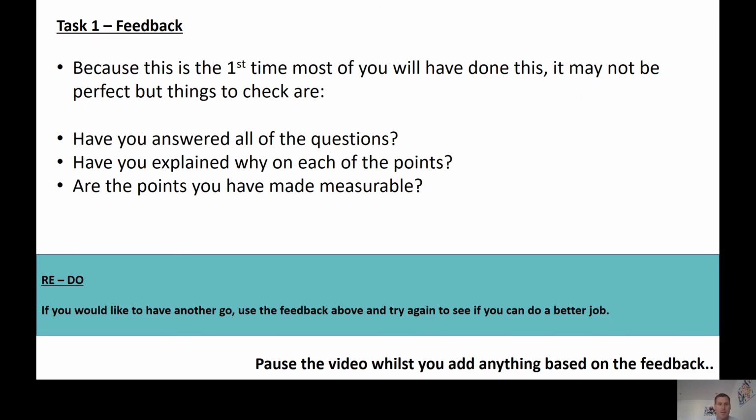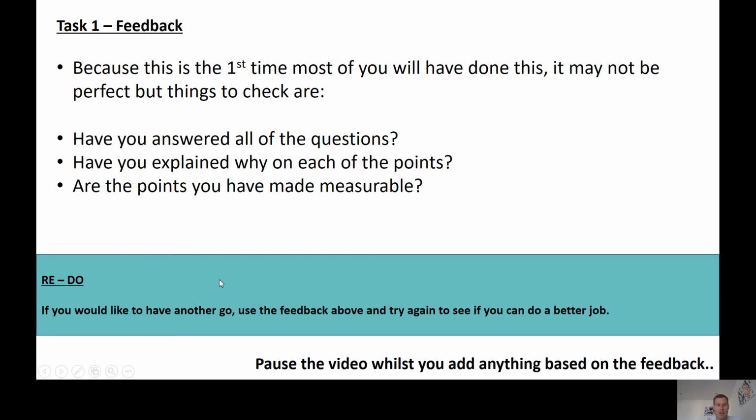So a bit of feedback. Because it's the first time that most of you have probably done a specification, it's not going to be perfect, but the things to check are: have you answered all of the questions? Have you explained why on each of the points? That's something that's quite often missed. If you haven't explained why, go back and add those details too. And finally, are the points you've made measurable? Remember what we said earlier about measurable. Can we actually do a test, once we've made the product or while we're designing it, that checks whether your design meets that specification?